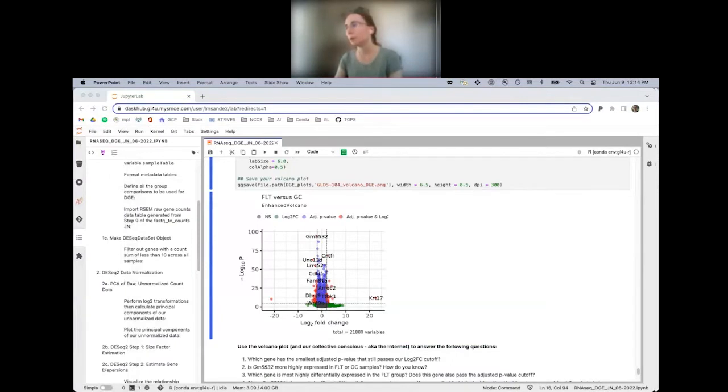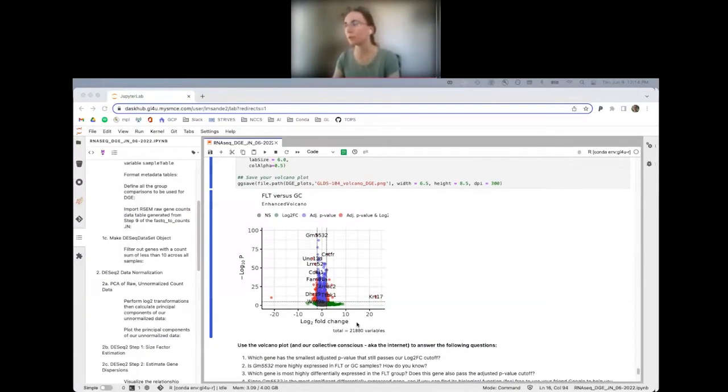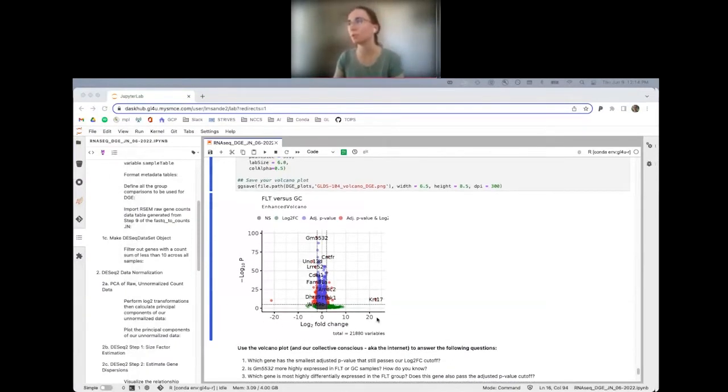So here, if we take a look at our log two fold change, we know that anything to the right of zero, so anything positive, means a higher expression, a gene is higher expressed in flight. Anything to the left of zero, so negative log fold change, means higher expression in ground control.